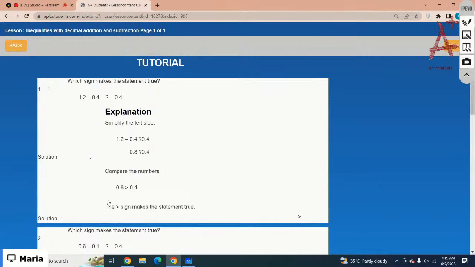Okay, so you have to solve and then you have to see which inequality you can put there. Got it? So just look at this one. 1.2 take away 0.4, that is 0.8. Got it? You have to compare these numbers. So 0.8 is greater than 0.4. So you have to put the greater than sign here. Got it?